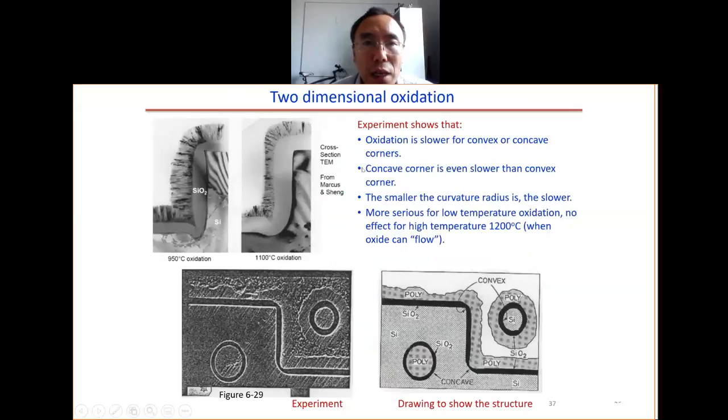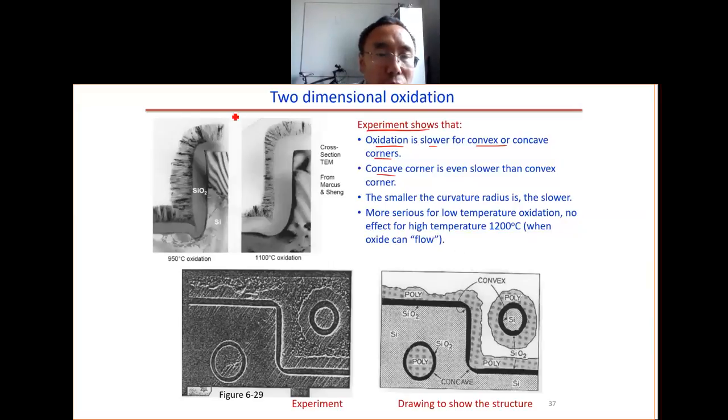Now let's look at two-dimensional growth, 2D oxidation. We can see in the experiment that oxidation is slower for convex or concave corners. The concave corner is even slower than the convex corner. So the smaller the curvature radius is, the slower the growth. This is mostly for low temperature oxidation, and there is no effect for high temperature like 1,200 degrees.